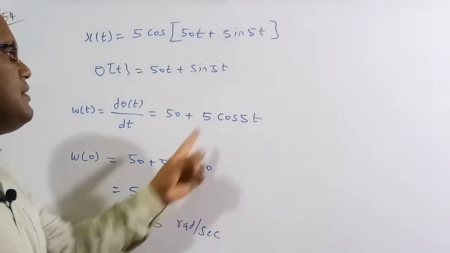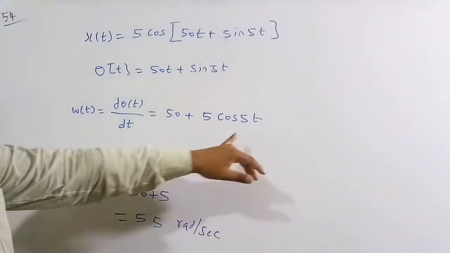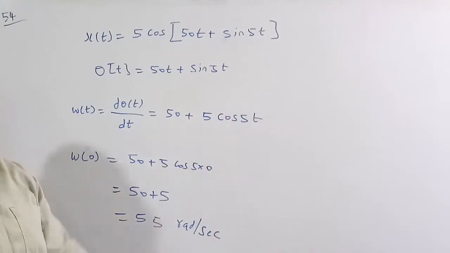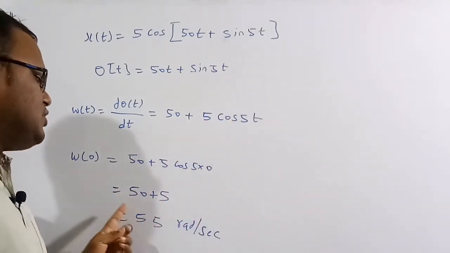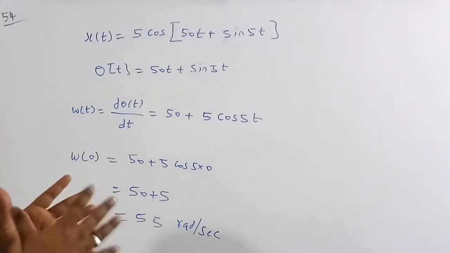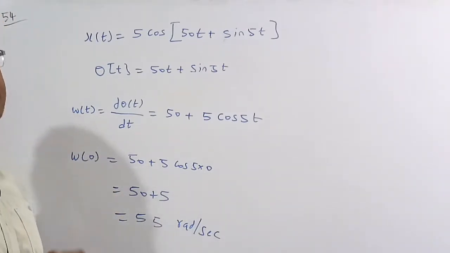So in place of t substitute 0. Cos of 5 into 0 is cos 0, and cos 0 is 1. So 5 into 1 is 5. Therefore 50 plus 5 is equal to 55 radians per second. So here first we need to find the angular displacement.